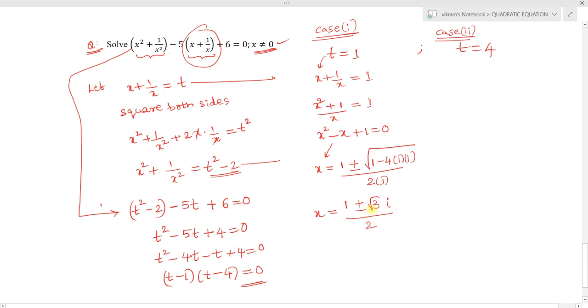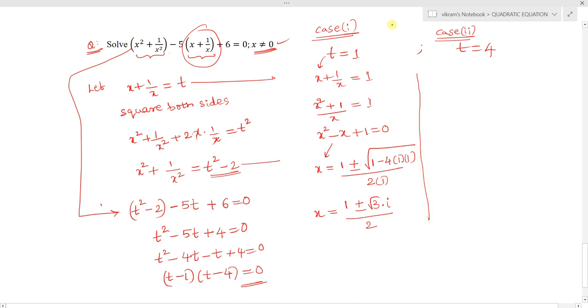Square root of minus 1 minus 4 gives square root of minus 3, and that is root 3 into square root of minus 1. Square root of minus 1 can be written as i. Then we can write x is equal to 1 plus or minus root 3 into i by 2. This is for case 1.